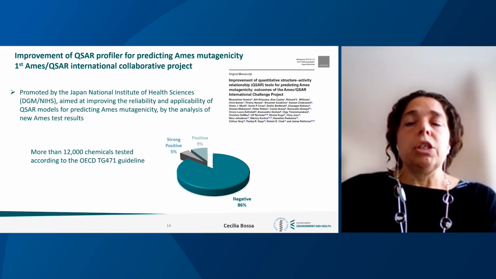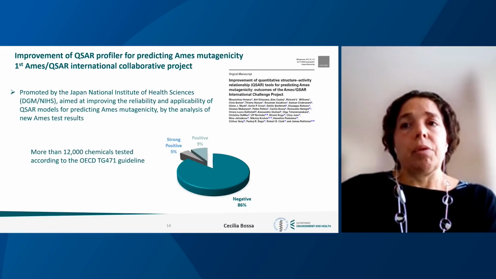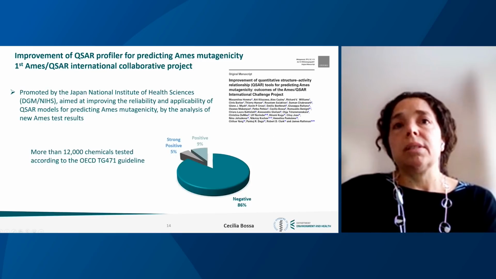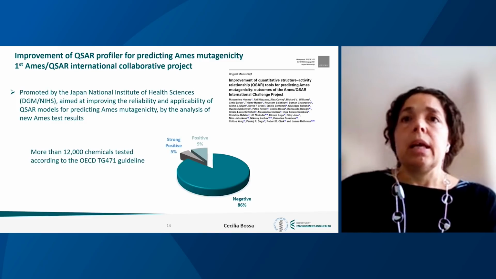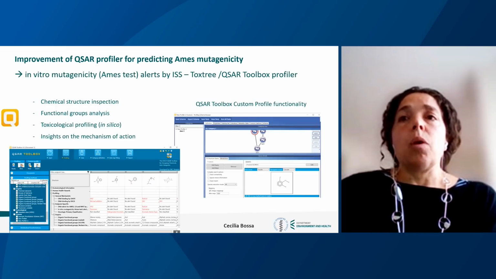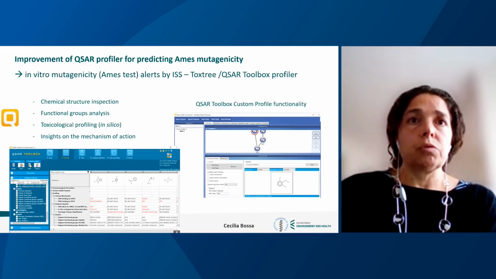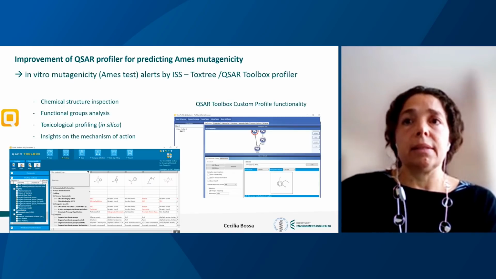At the end of each phase, the modelers had the opportunity to exploit the new experimental results to test and refine their models. From the results of the exercise that are reported in this publication, it appears that all tools were considerably improved with this extended database. We participate with our model implemented both in Tox3 and in the QSAR toolbox softwares, that is in vitro mutagenicity AIMS test alerts by ISS.